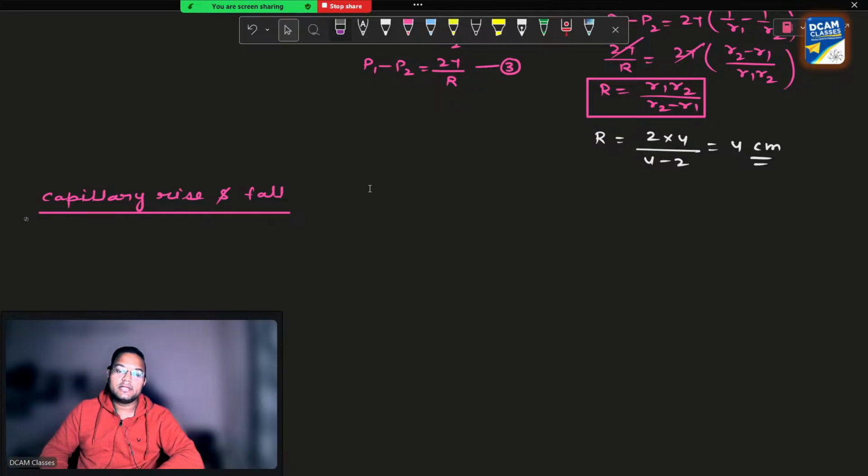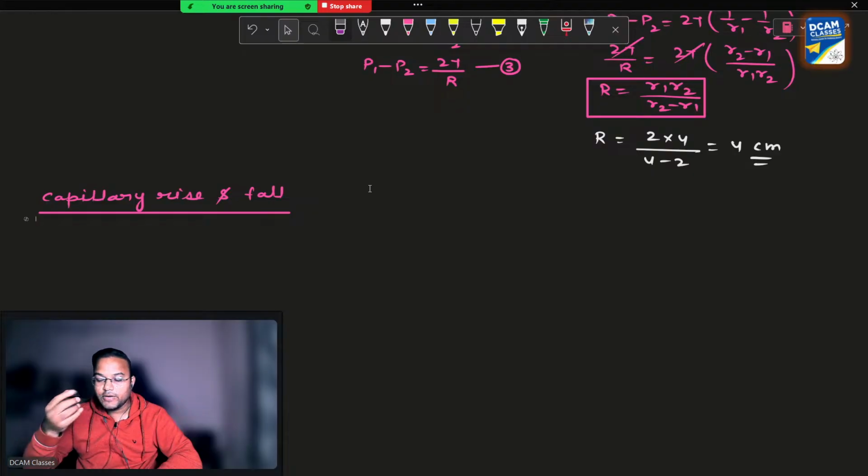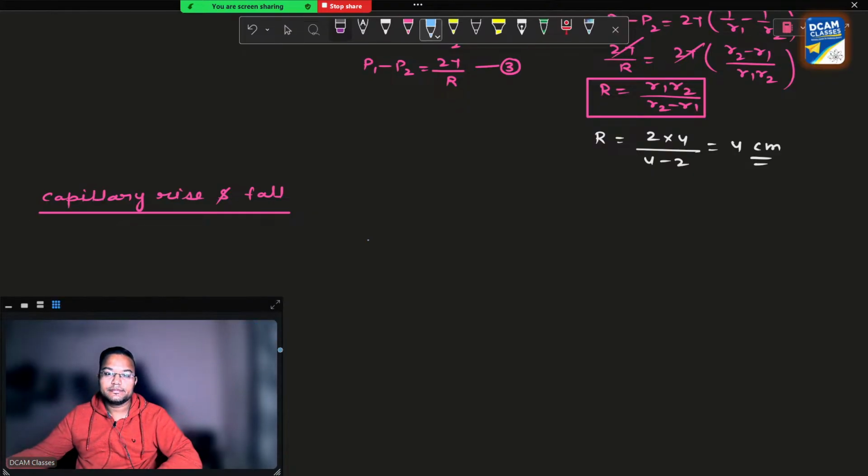Many people will think just because we are sucking it, it comes up. There is a combined force. Once you are sucking it, it's coming towards you. The other thing is, because of the capillary action, automatically the water level rises up in the capillary tube. Why? That's what we are going to understand.